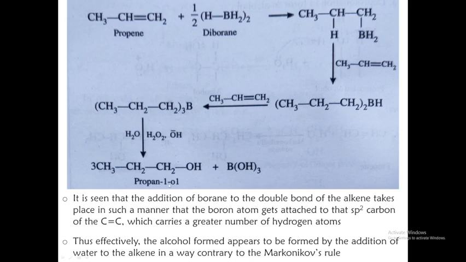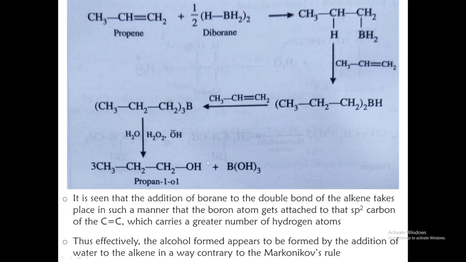It is seen that the addition of borane to the double bond of the alkene takes place in such a manner that the boron atom gets attached to that sp2 carbon atom of the carbon-carbon double bond which carries a greater number of hydrogen atoms. So here, when you look at the reaction, you can very clearly see that the boron part of diborane will normally attach with the carbon atom having more number of hydrogens, and that part will become converted into hydroxyl alcohol. Okay, so wherever you can see the B, boron, that part will be an alcohol.